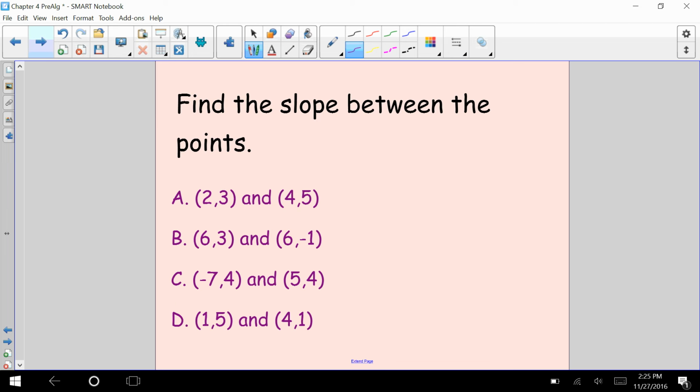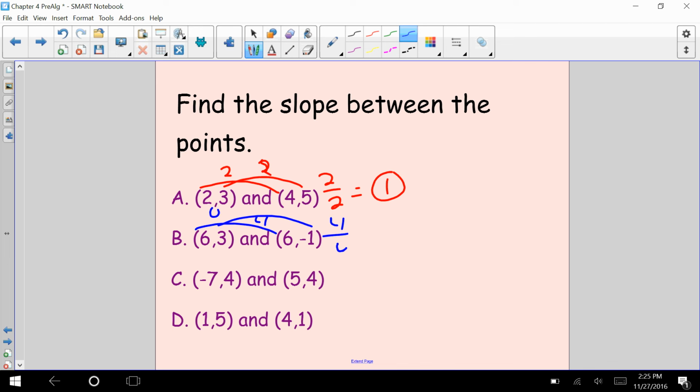All right, now we're going to find the slope between 2 points. Try these on your own. All right, so between 3 and 5, we go up 2. And 2 to 4, we go up 2. So it's a 2 over 2, which gives us a slope of 1. For the second one, 3 minus negative 1 is 4. 6 minus 6 is 0, which gives us 4 over 0. We cannot divide by 0, so we're going to call that slope undefined. We will do more examples like this in the next section.